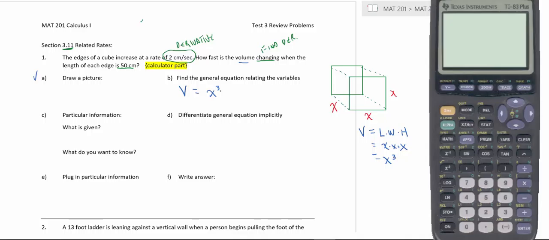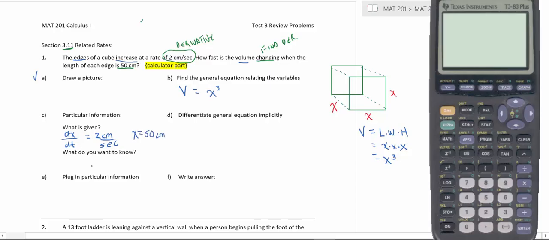So what particular information is given? Well, they did clearly give you this rate. Now this says the edges increase. That's talking about a derivative of x. The edge is x, so that means we'd have a derivative of x with respect to time. Why time? Well, it's got centimeters per second in it. So that's given as 2 centimeters per second. The other thing they give you is the edges are 50 centimeters. So we're going to write down also that x is equal to 50 centimeters.